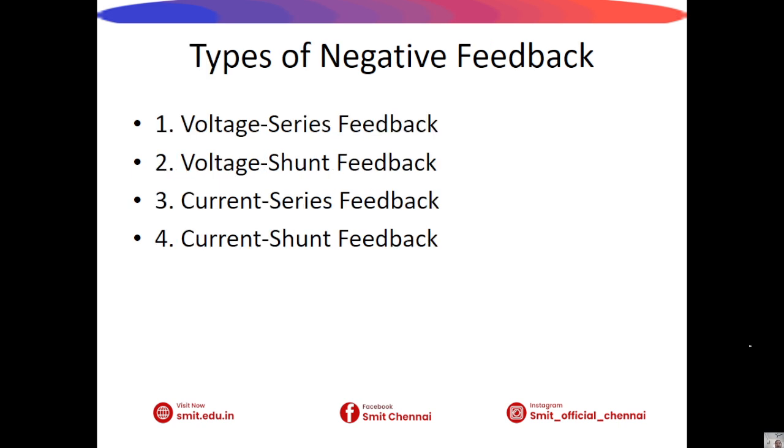Next, we see about the types of negative feedback. Negative feedback circuits are classified based on how the output is sampled and how the feedback signal is mixed with the input. There are four basic types of feedback: voltage series feedback, voltage shunt feedback, current series feedback, and current shunt feedback. Each type affects the input and output impedance differently. Selecting the proper feedback topology depends on the desired amplifier characteristics and application.